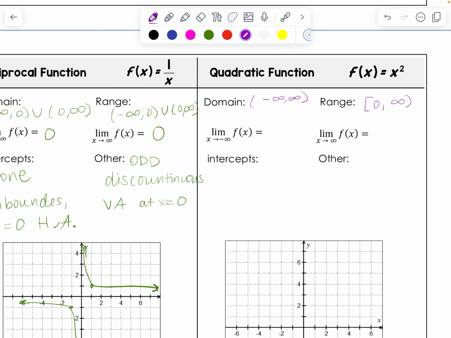The graph as it goes to the left, the limit as x approaches negative infinity is positive infinity. The limit as it goes to the right to positive infinity is also positive infinity. Its x and y intercepts are at 0. It's an even function. It's continuous. It's bounded below. And it's concave up.